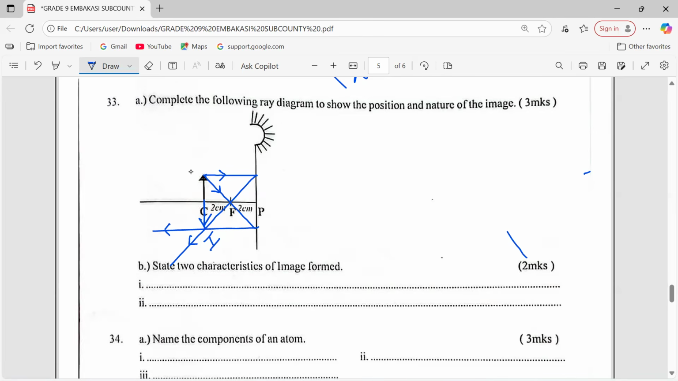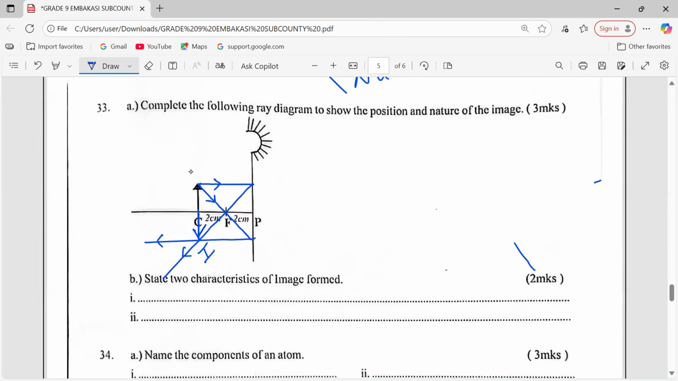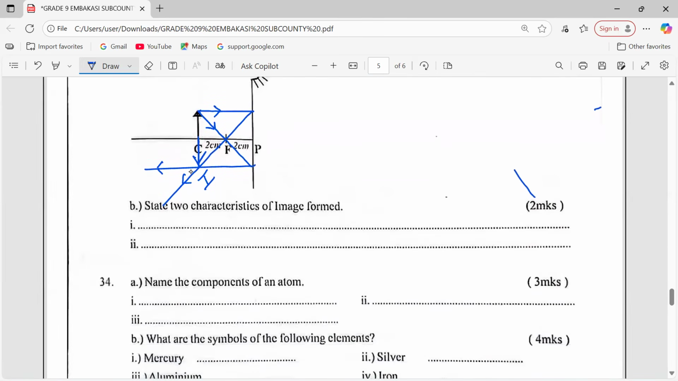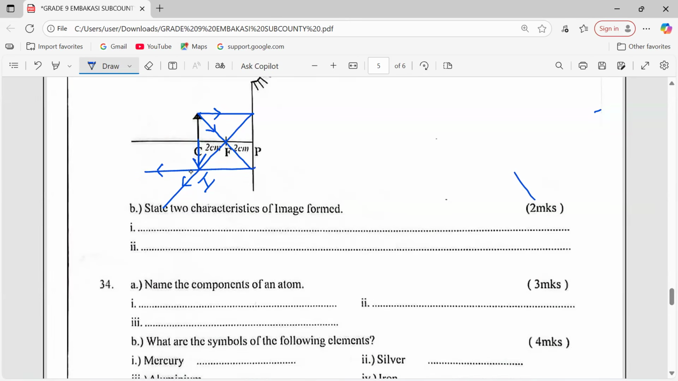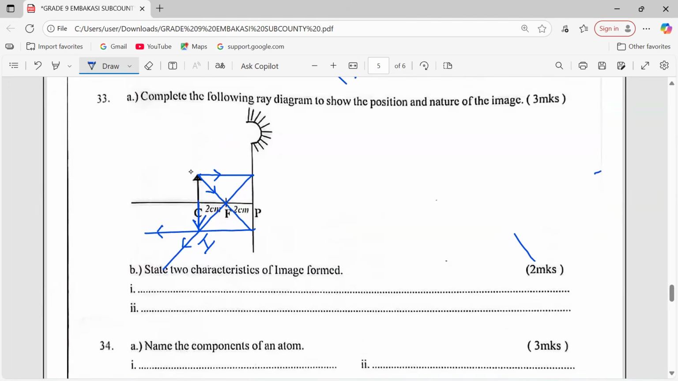Remember, the object can be placed at different positions for you to complete the ray diagram and show the location of the images. Please get used. Remember, there is already a full lesson, more than an hour, discussing ray diagrams and how images are formed together with their properties. State 2 characteristics of the image formed. We can state the characteristics here.